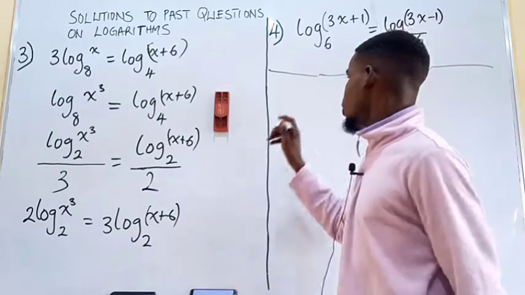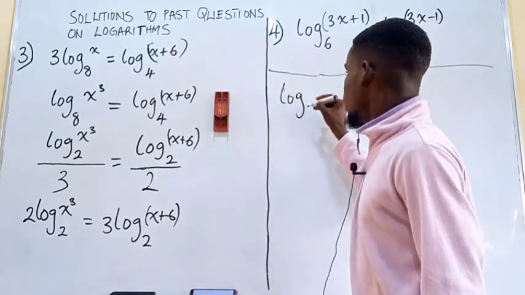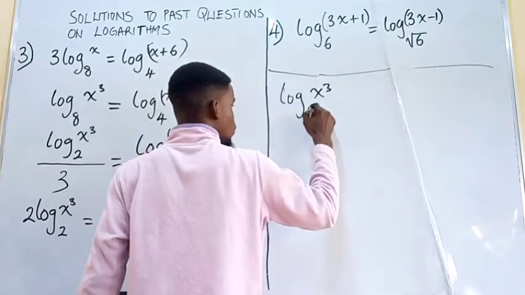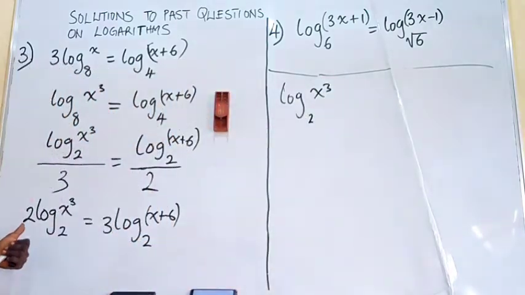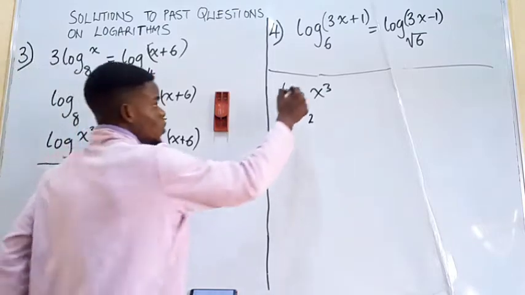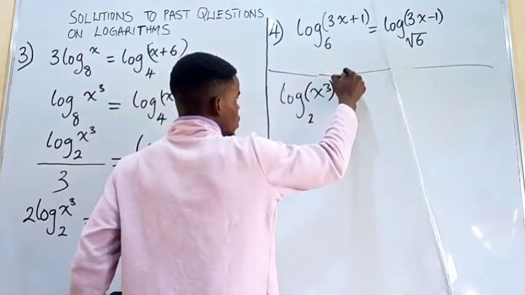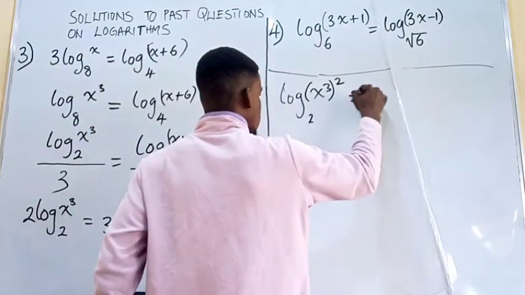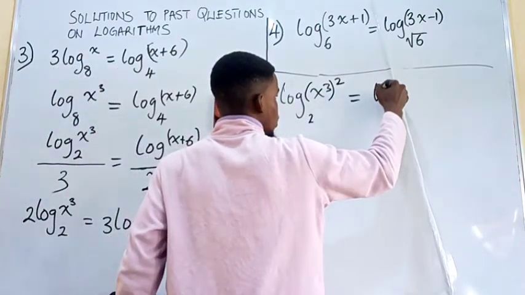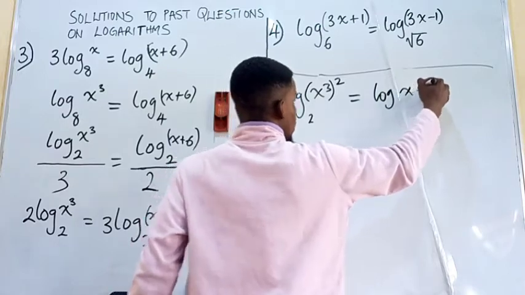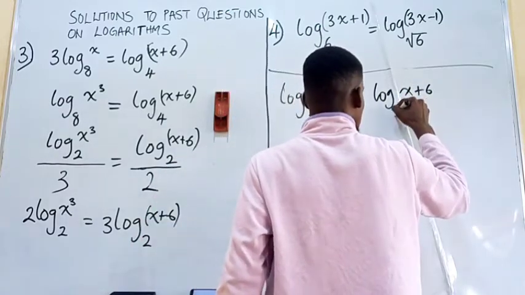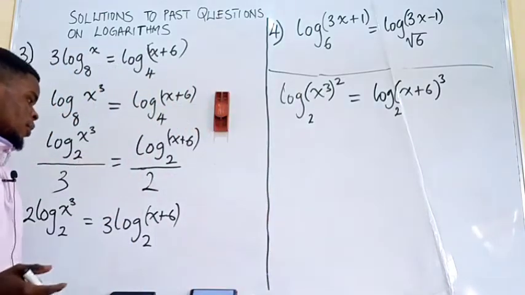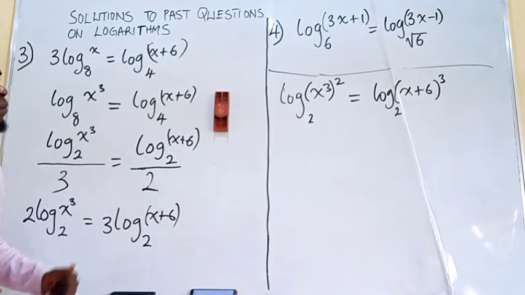So this is going to be the logarithm of x to the third power to base 2. So like I said, I am going to bring this 2 to the top. So this is going to become the power of this, all right? And I equate it with this one also. So we equate it with the logarithm of x plus 6 to base 2, and we raise it to power 3, right? So that's the power.